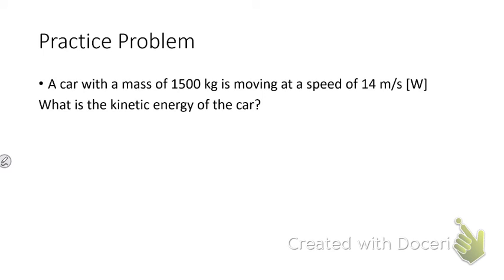Okay, so we have a practice problem here. What is the first thing that we do when we have a word problem? Write down what we know. A car has a mass of 1,500 kilograms. So mass is 1,500 kilograms. It is moving at a speed, I guess this should say velocity, if we have a direction, right? Moving at a velocity of 14 meters per second west. What is the kinetic energy of the car?